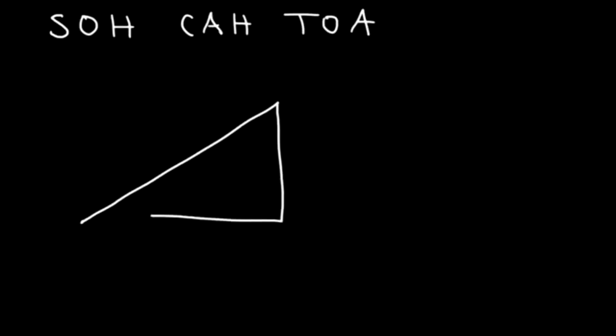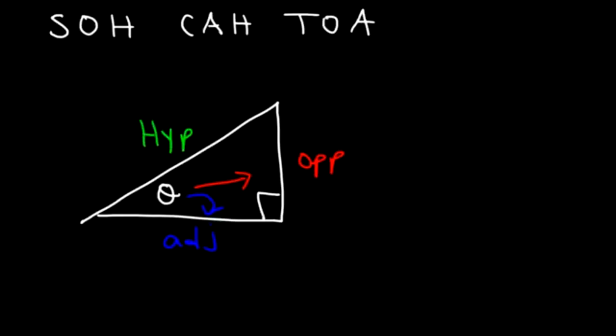Have you ever heard of the expression SOH CAH TOA? What do you think this expression means? In this lesson, we're going to focus on right triangle trigonometry. Let's say this is the angle theta. Now, there are three sides of this triangle that you need to be familiar with. Opposite to theta is the opposite side. Next to the angle theta is the adjacent side. And across from the right angle of the triangle is the hypotenuse. That's the longer side of the triangle.